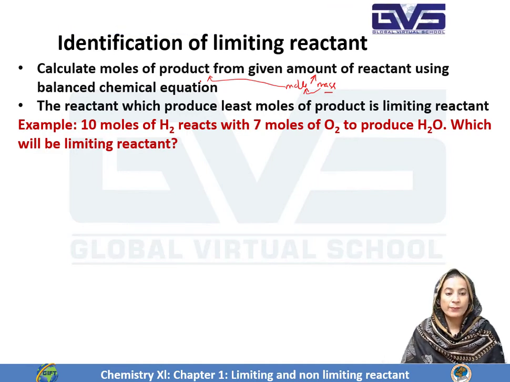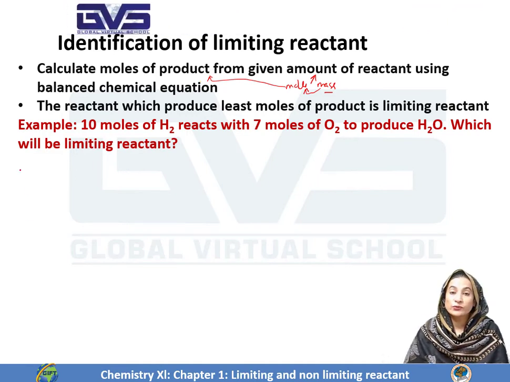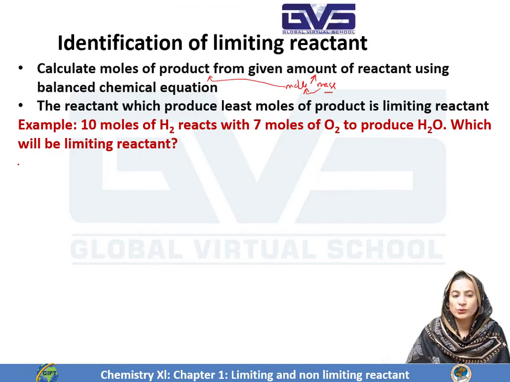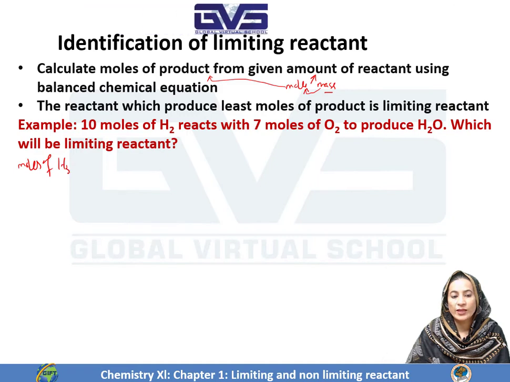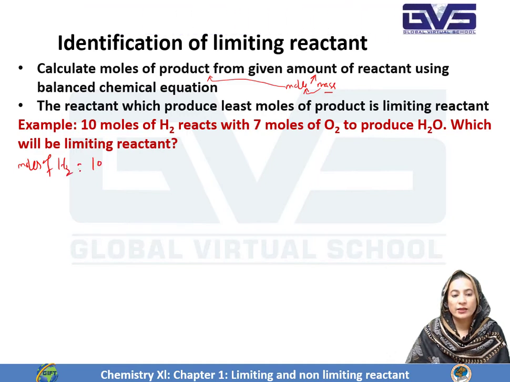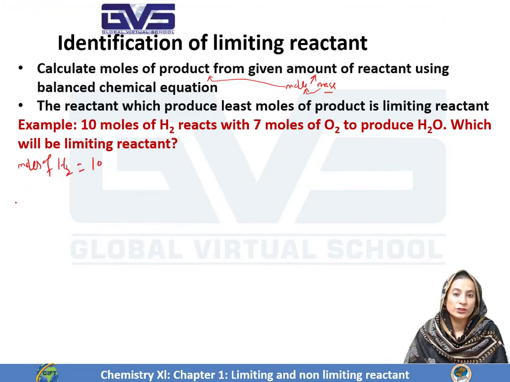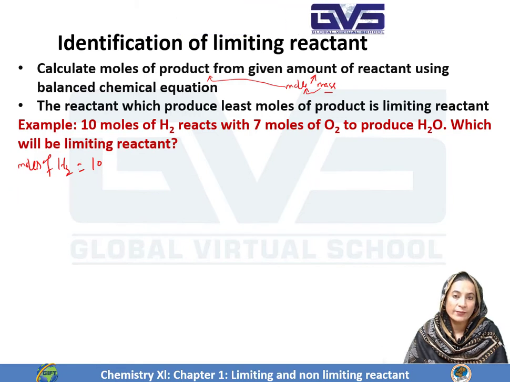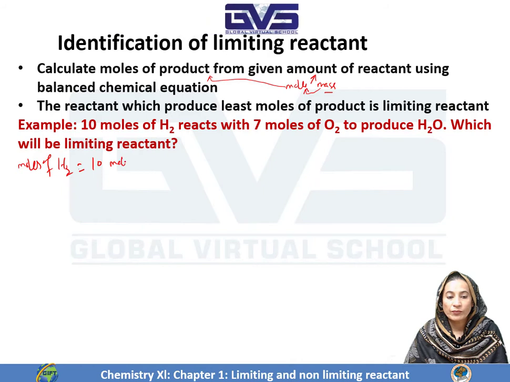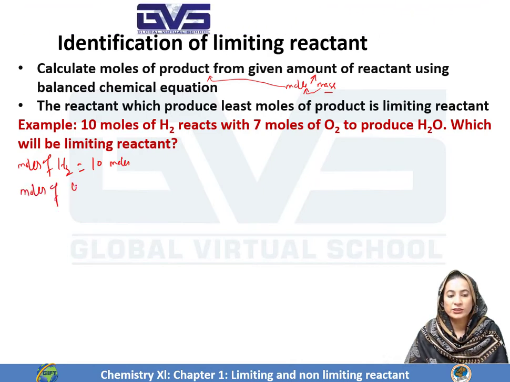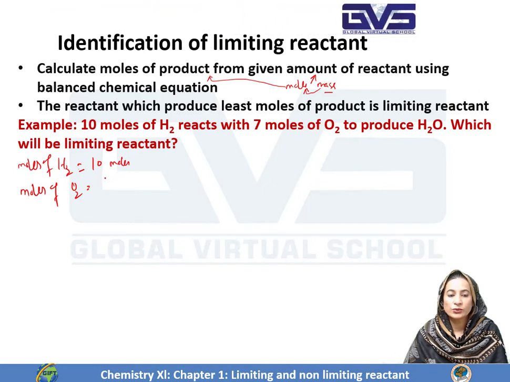I am giving you an example. First of all, write the data. You are given the moles of H2, that is 10 moles. Even if they give it to you in the form of mass, convert it into moles and then write here 10 moles. And the moles of oxygen given are 7 moles.